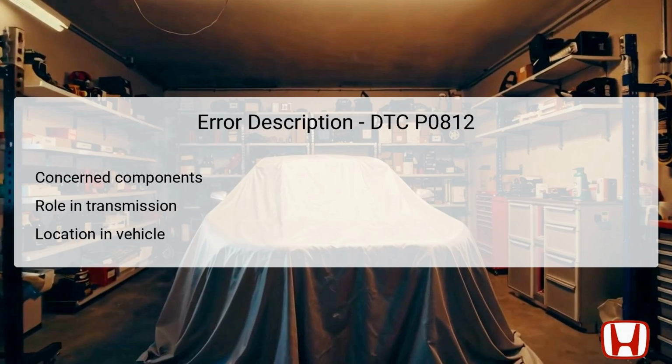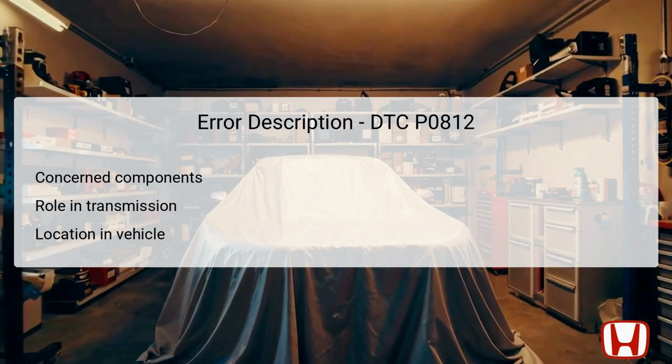The primary component implicated in DTC P0812 is the transmission range switch, also known as the ATP R switch. This switch plays a vital role in determining the position of the gear shifter, i.e., whether it is in park, reverse, neutral, or drive. It communicates this information directly to the PCM to ensure accurate gear shifting and effective vehicle operation. Location-wise, you can find the transmission range switch connected to the transmission assembly.